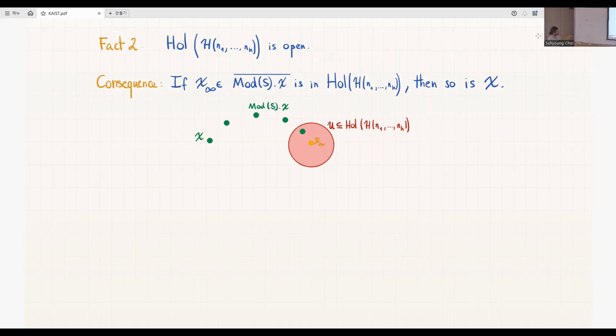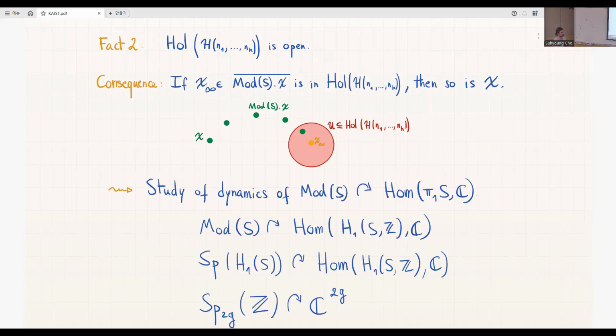So what we want to understand is the closure of the orbits of the mapping class group action on the representation. So we want to study these dynamics, studying the dynamics of the mapping class group on the representation of the H1. And it's also the same thing as studying the action of the symplectic group of H1 on the representation of H1. Or if we fix a basis, it's even simpler. It's just the symplectic group integral that acts on C to the 2G.